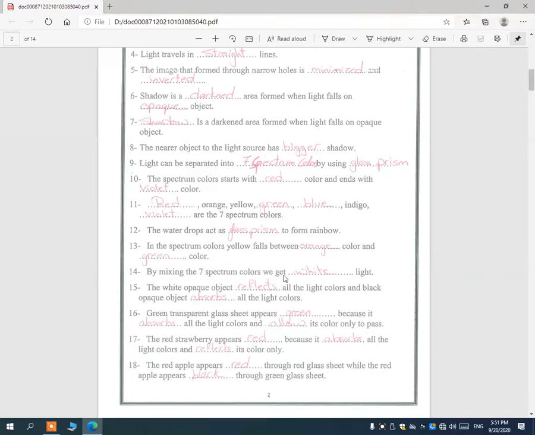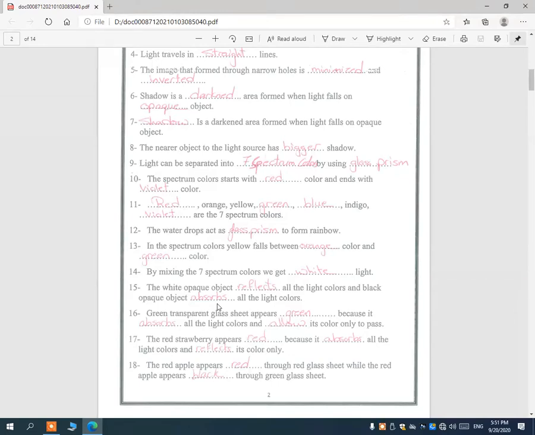Number 14, by mixing the 7 spectrum colors we get dots light. By mixing the 7 spectrum colors, all of them together, we will get white light. The white opaque object reflects all light. And the black opaque object absorbs. Black absorbs. White reflects.